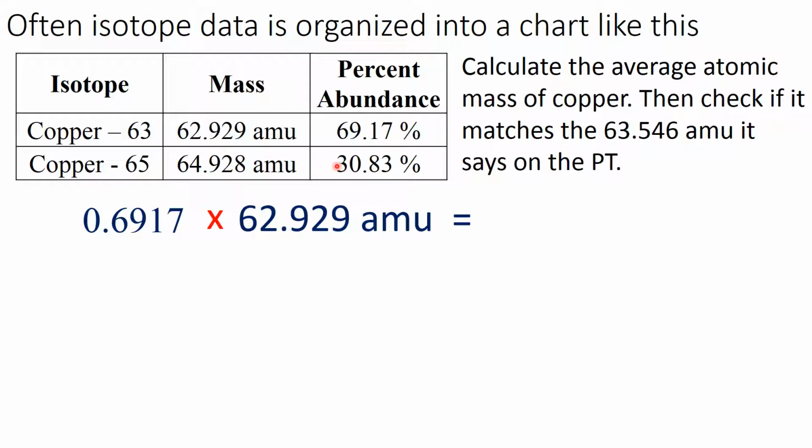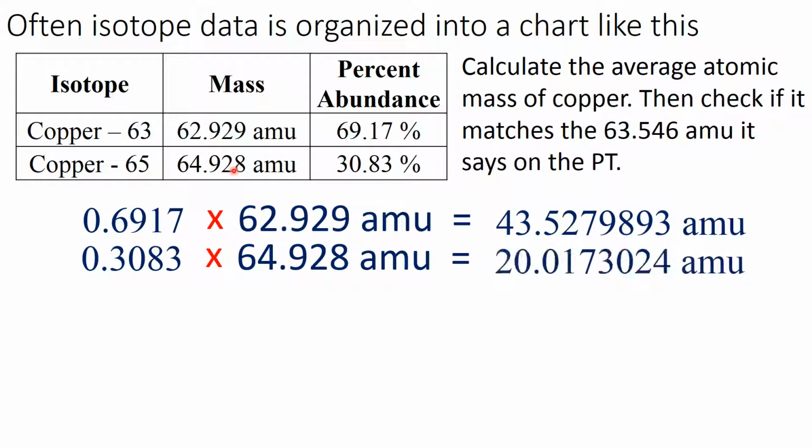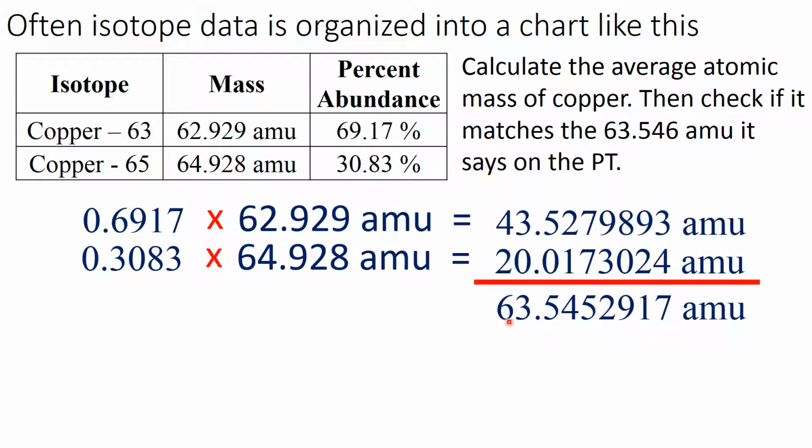And then we'll do the next, 30.83%. We need to convert that, move the decimal point over 2 places, and multiply that by the second mass here, 64.928. After that, we'll do our multiplication, and we end up with these two numbers. We add them up, and we have 63.545217 atomic mass units. Clearly more significant figures and digits than we need.